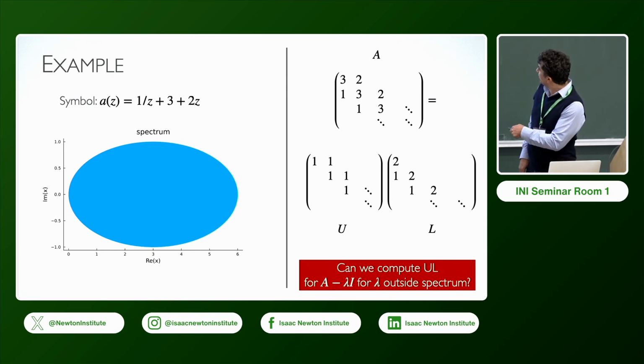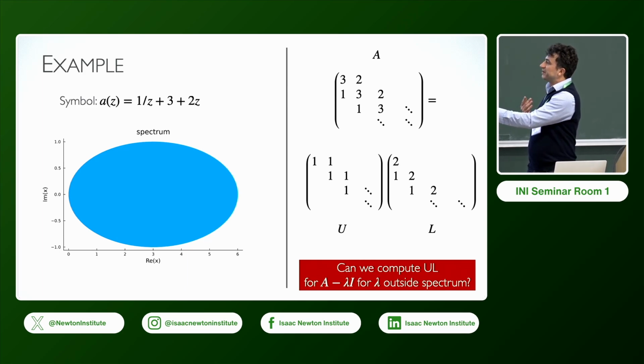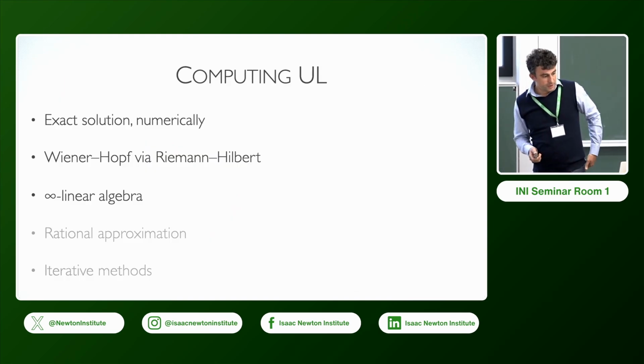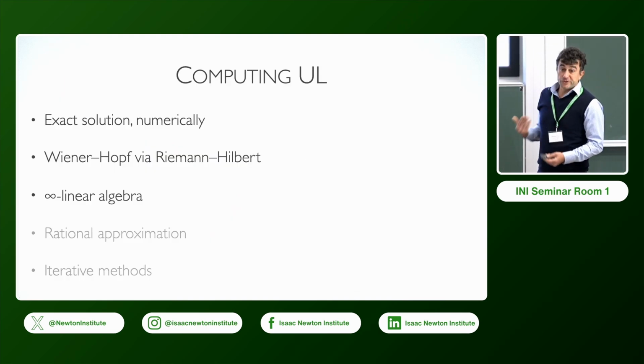So we want to compute the UL decomposition of A, but more generally, A minus lambda I, where let's say we shift away from the continuous spectrum. But ideally, we want something that's robust as lambda approaches, in this case, 0, as we approach the continuous spectrum. Okay. So there's lots of ways we could do this.